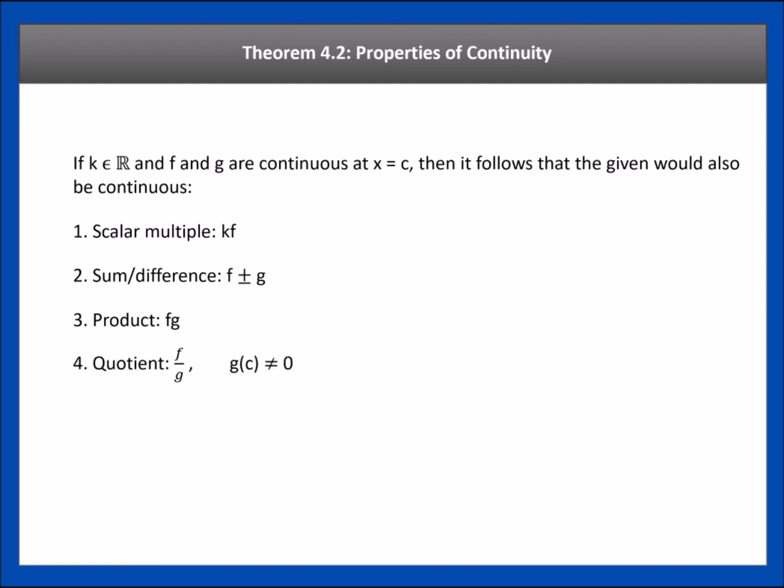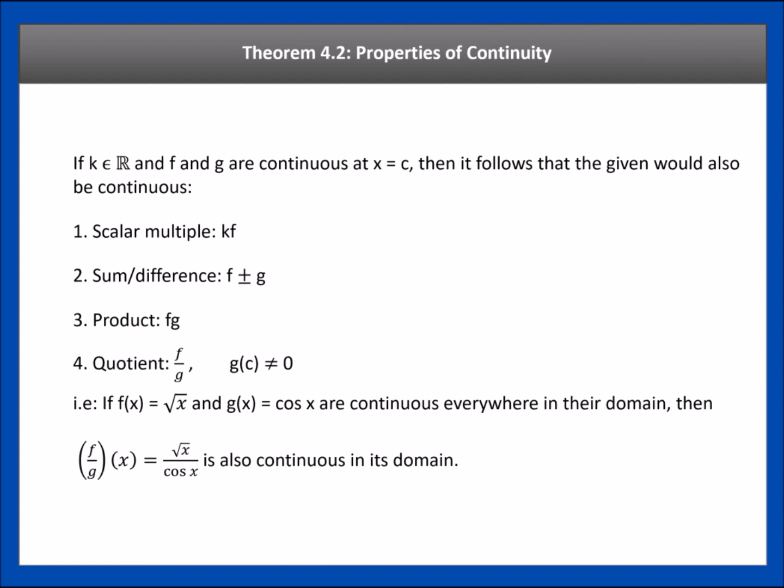Then that means x cubed cosine x is also continuous on its domain. Similarly for the quotient, if I take a quotient of two functions, as long as g of c does not equal 0, because we can't have 0 in the denominator, assuming that's true, we can take the quotient and say that if the two functions are continuous at c, then the quotient must be continuous in its domain.